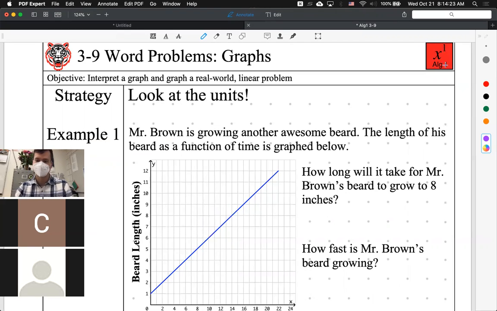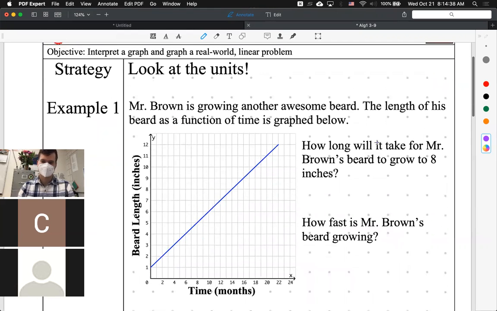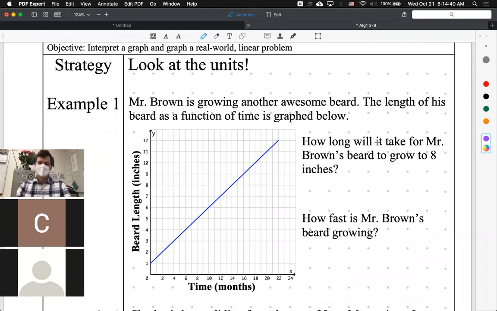So the prompt is Mr. Brown, and then the question is how long will it take? So read both of those, please. How long will it take for Mr. Brown's beard to grow 8 inches? How fast will Mr. Brown's beard grow?